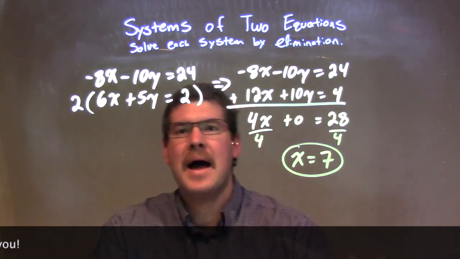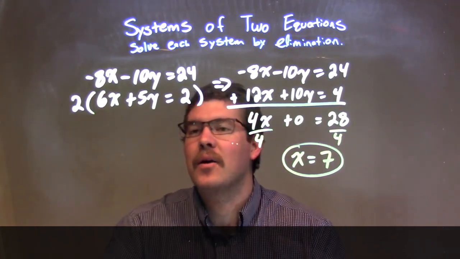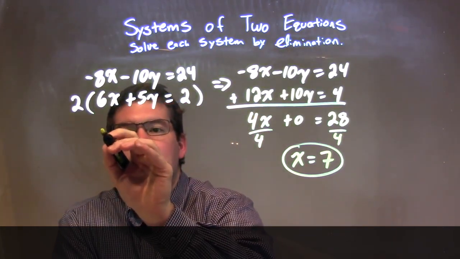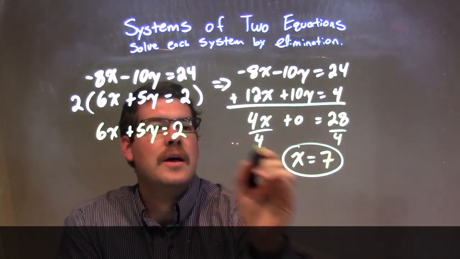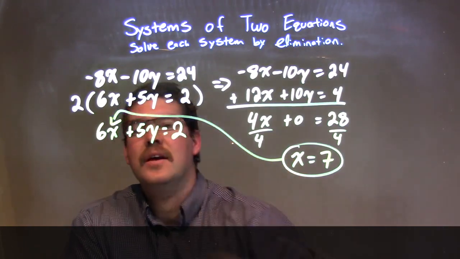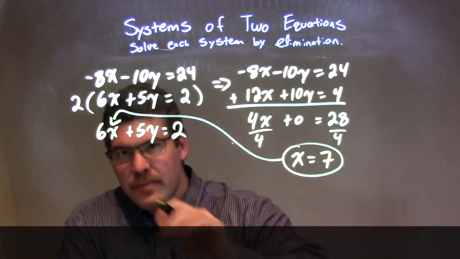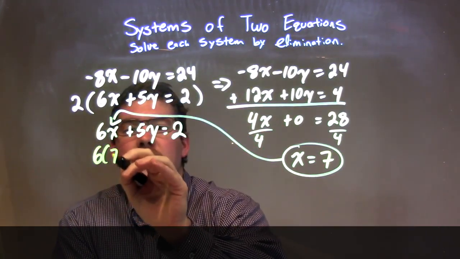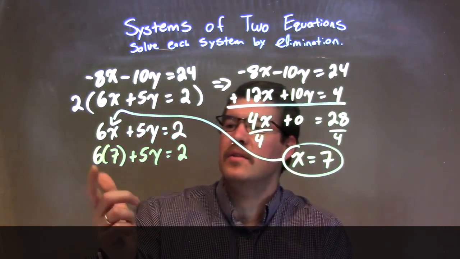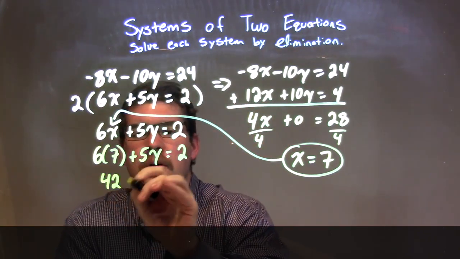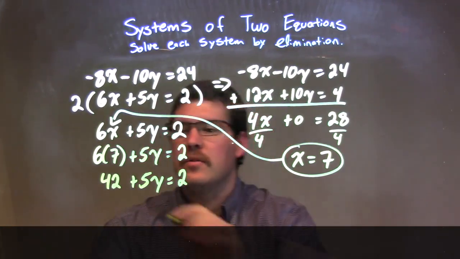From there, I need to plug that back into one of my equations. Now, I find the second equation easier. So I'm going to rewrite that second equation here. 6x plus 5y equals 2. And I'll plug that 7 in for x. Okay? So 7 goes in for x right there. And what I want to do is 6 times 7 right here. Substitute that in. 5y equals 2. And I'm going to solve for y. 6 times 7, 42. Plus 5y equals 2. Now I'm going to subtract the 42 to both sides.